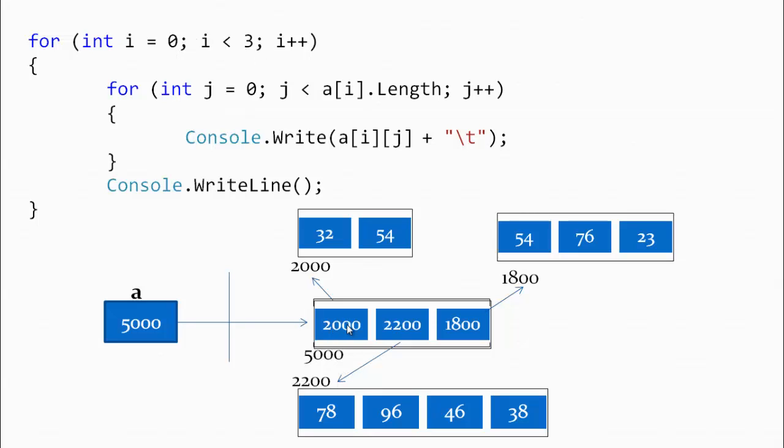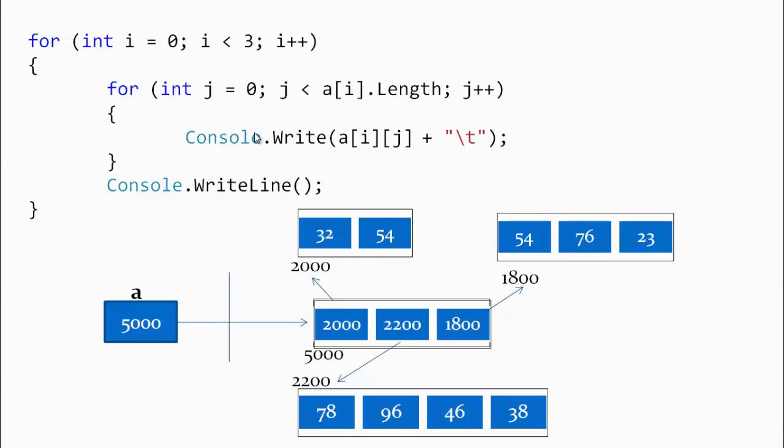It will vary from 0 to 2, but you are not sure about j because every array is of different size. So here you are using a[i].length. Now what will happen when i is 0? Then a[0].length will be 2. So this loop will execute twice, for 0 and then for 1.